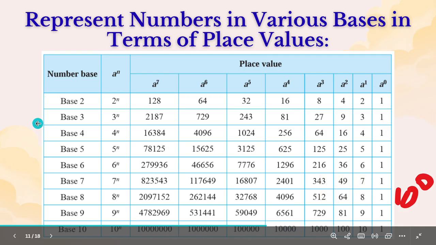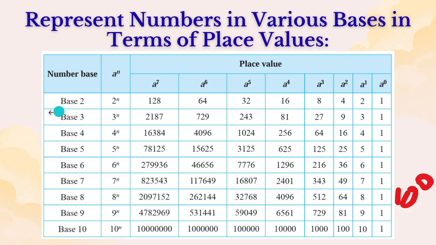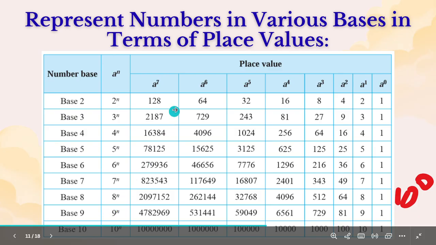Then we look at some other number bases, for example base 4. Base 4 starts from a to the power of 0, so 4 to the power of 0, we get 1. 4 to the power of 1, we get 4. 4 to the power of 2, we get 16. Same goes with the other number bases. You can have a look.